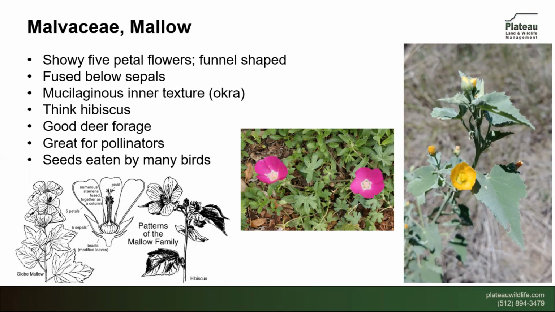So think okra. What a lot of people don't like about okra, but what makes it a great food, is that slimy texture. That's the mucilaginous stuff in that seed pod, and okra's in the mallow family. So that's really distinctive. If you're picking the plant, feel that flower and you feel that sticky, slimy stuff coming out, that gives you a good idea that it's a mallow. Mallows are good for deer, good for pollinators, and the seeds are really important for a lot of them.